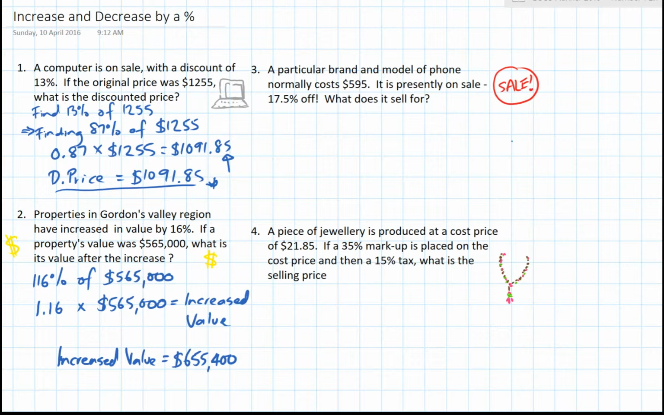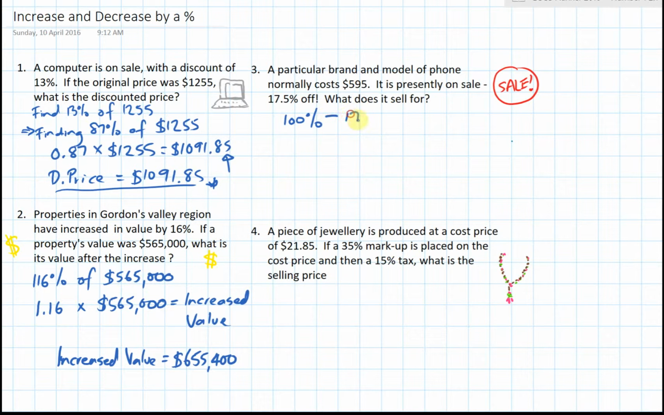Okay, number 3. A particular brand and model of phone normally costs $595. It is presently on sale, 17.5% off. What does it sell for? Okay, so this is on sale, a discount. This is a reduction by a percentage, a decrease by a percentage. So how much off? 17.5%.